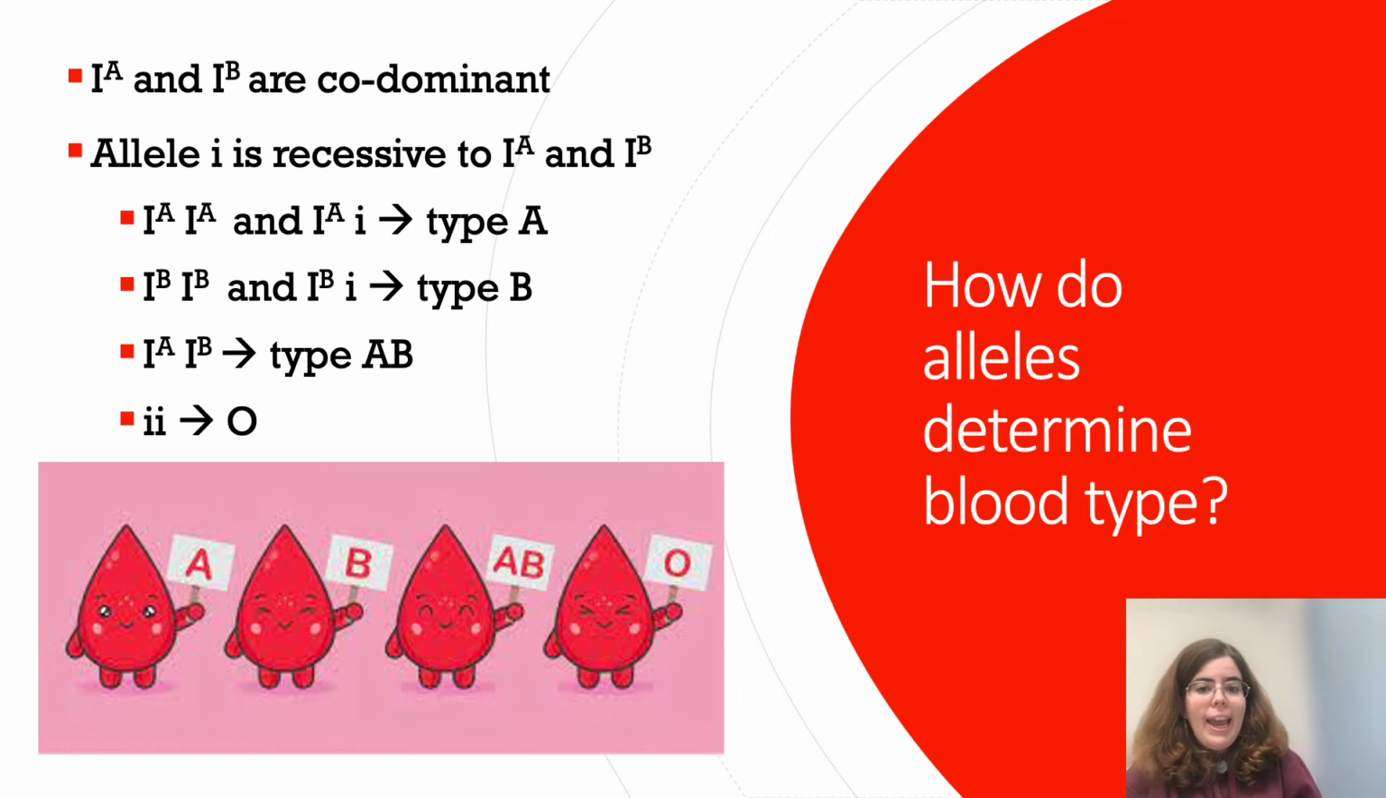But if you have A and B alleles together, they're both codominant to each other. So both A and B would produce A and B proteins. So here's a list of other examples in various combinations.